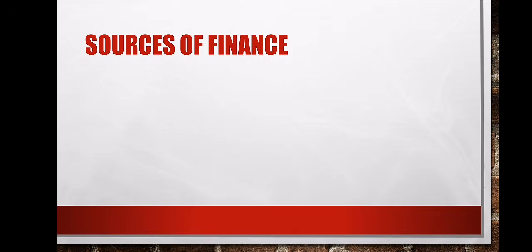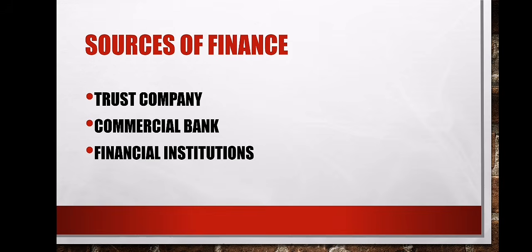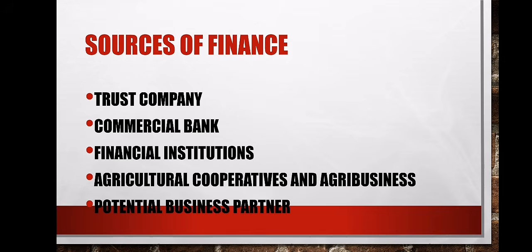Let's quickly look at the sources of finance. Let's say you want to take a credit. Where can you get the credit? You can get it from trust companies. In this case, just master the terms and the matter of listing them. You can get it from trust companies, commercial bank, financial institution, agricultural cooperatives, and agribusinesses. You can also get it from potential business partners.